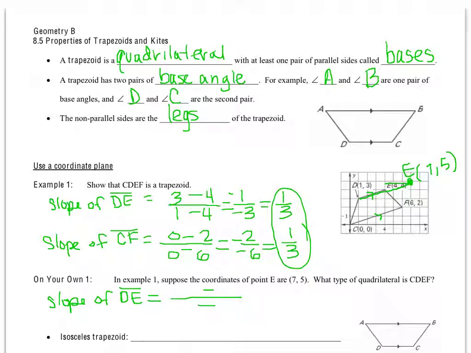So my point D is the point 1, 3. My new point E is 7, 5. And if I reduce that, I have negative 2 over negative 6, which reduces to positive 1/3. So since it's still the same, I still have a trapezoid.